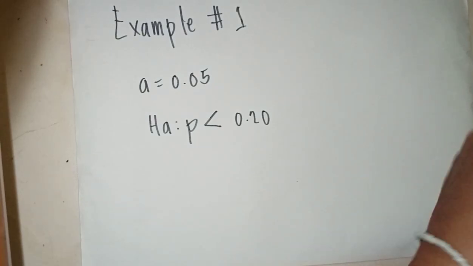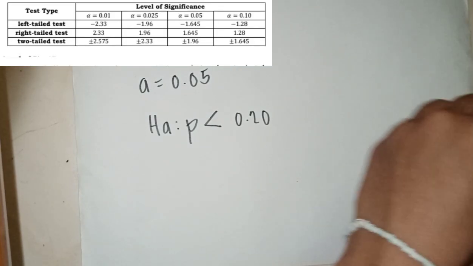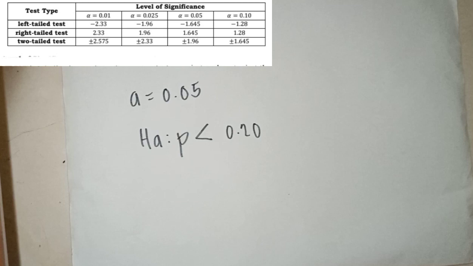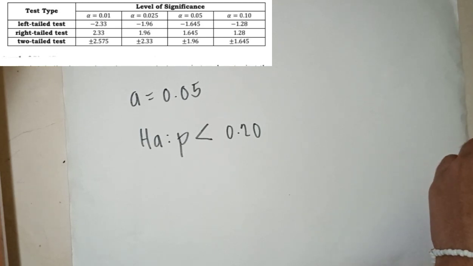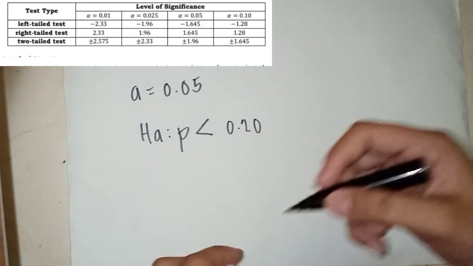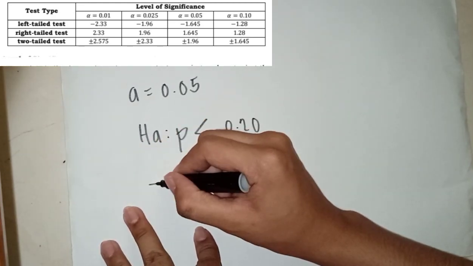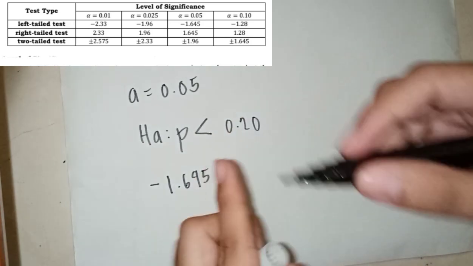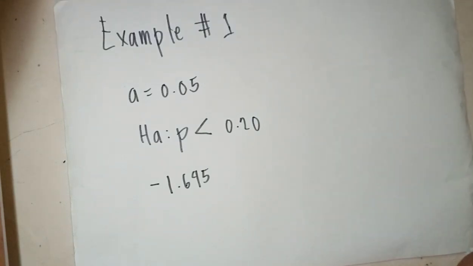The third step is, you need to determine the critical value on the Z table. You will find the critical value in the Z table. We consider the intersection of the row for the left-tailed test and the column for 0.05. Hence, the table tells us that the critical value is negative 1.645. The last step is to illustrate the rejection region in the normal curve.